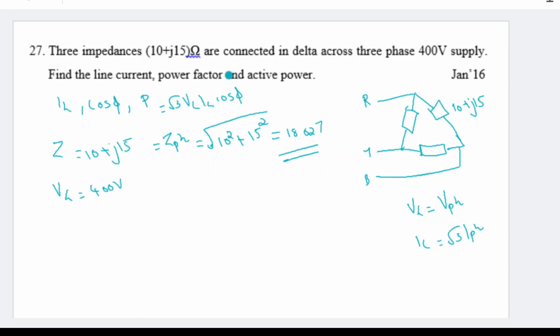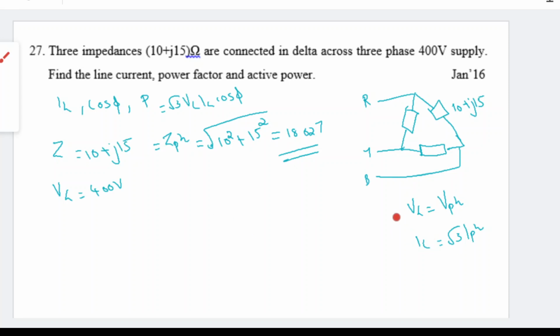So in order to find out the line current, we should know the phase current. We don't have any idea. Okay, yes, we can find out line current or phase current. How can you find out line current or phase current? First we can find out phase current because I already told you VL is equal to V phase. I repeat, this is delta connection. So VL is equal to V phase.